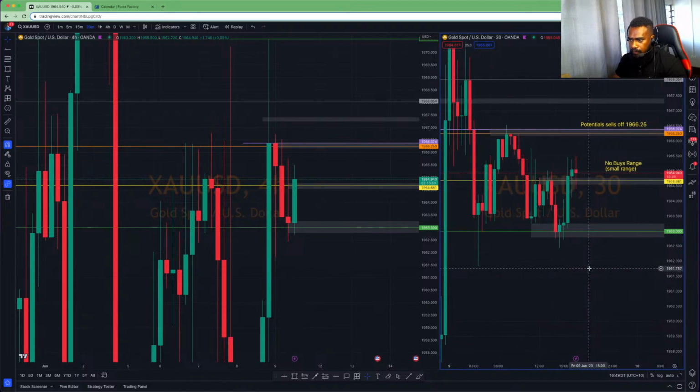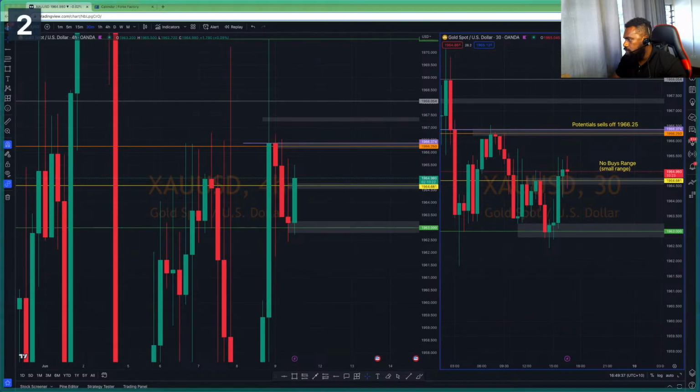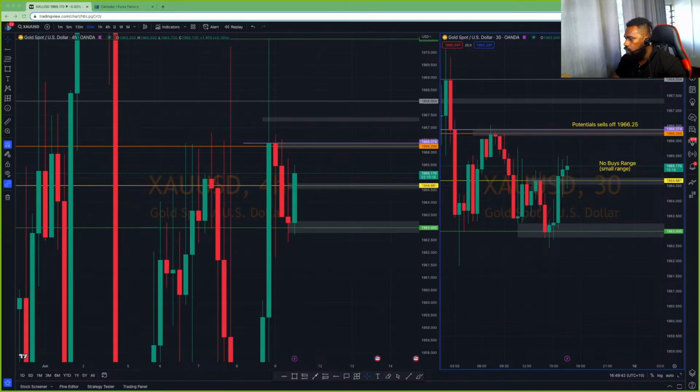But I think we're in a market where there's a lot of fake outs happening, so we'll see if we can capitalize on that for this session. I think we have a minor support area over here at 1965.50, which we're tapping into at this point.